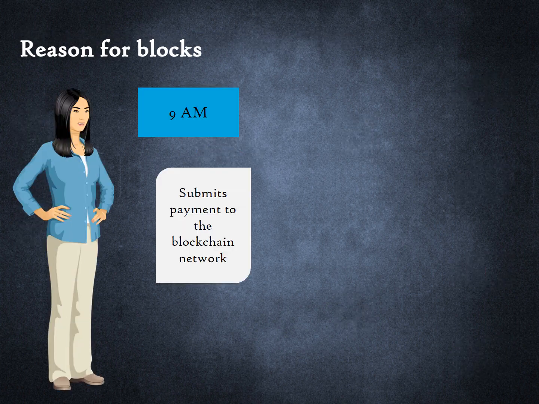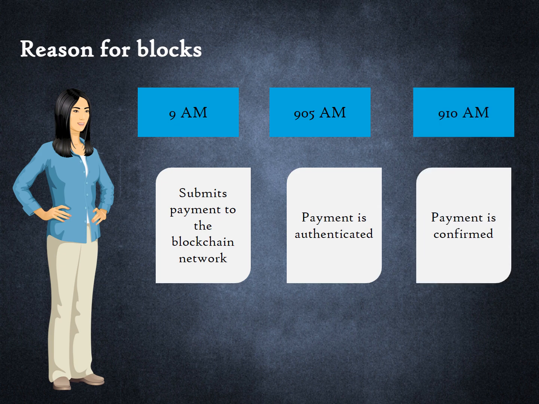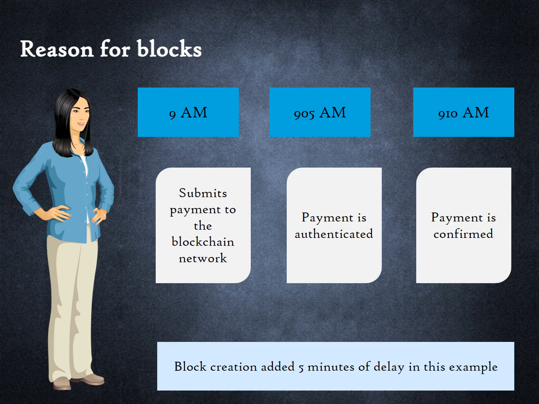Consider Alice, who submits a payment at 9 a.m. The payment gets authenticated at 9:05 a.m. But the next block is created at 9:10 a.m. This creates an additional delay. It is similar to a person who reaches the airplane gate but must await her boarding group to board the flight. Why not just post the transaction directly to the blockchain as soon as a transaction gets verified? Next, we will learn the logic behind the blocks.